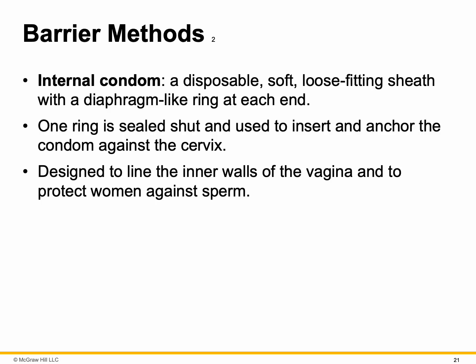This type of condom works because it lines the inner walls of the vagina and protects against sperm reaching the cervix. Now, it's important to know that the male condom and internal condom should not be used together during sex. Again, we call that sort of double bagging. Nobody should do that. You should only use either the male or external condom or use the internal condom.